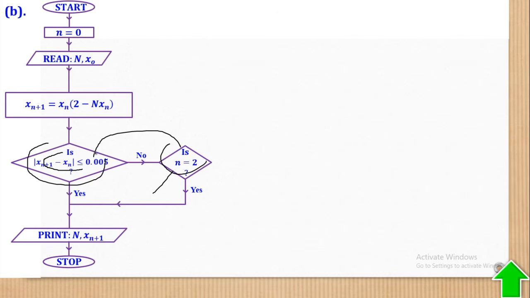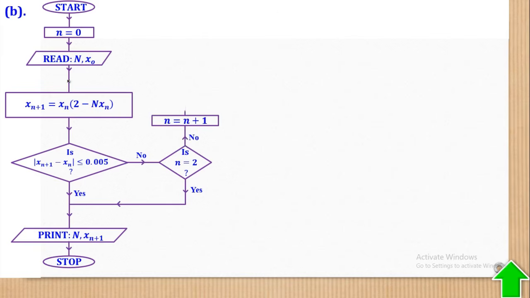Now the question is, what if both are not fulfilled? There you have to increase the number of iterations and then repeat the computation. Therefore, we put our loop back where we increase the number of iterations and compute again. So basically that is the flowchart they wanted. Now let's go to part C.